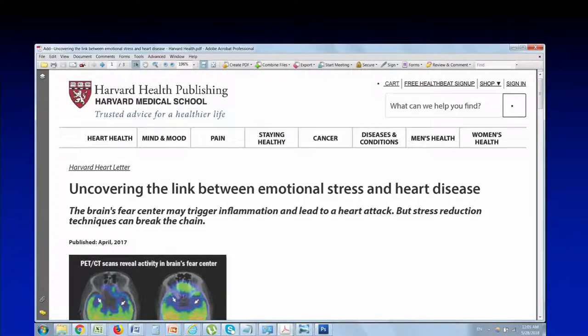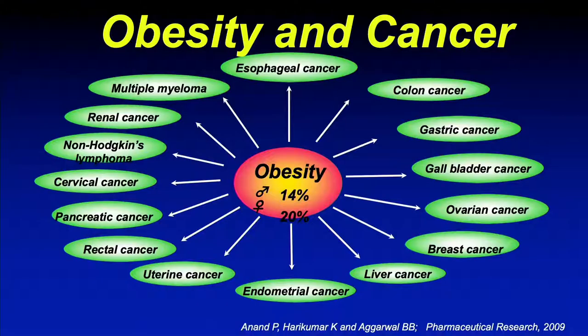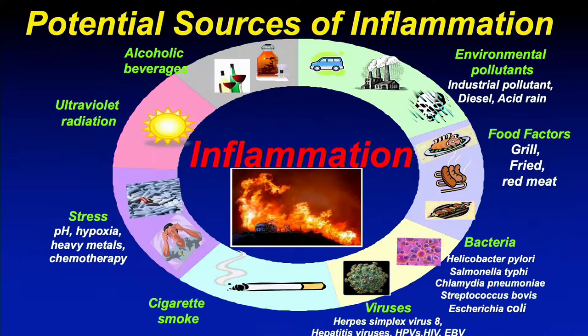And that's why we know that emotional stress is linked to heart disease, because excess emotional stress long-term will create chronic inflammation, will cause your arteries to clog up, increasing your risk of stroke and heart disease. And that's why it has been so thoroughly documented how obesity increases all kinds of cancers in your body, because it creates chronic inflammation. So here's a nice summary of possible triggers of inflammation.